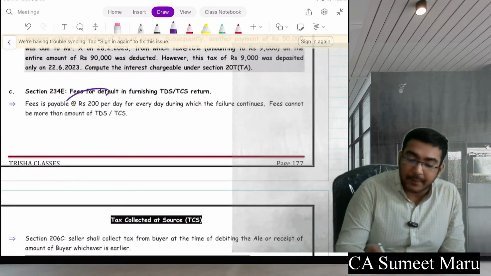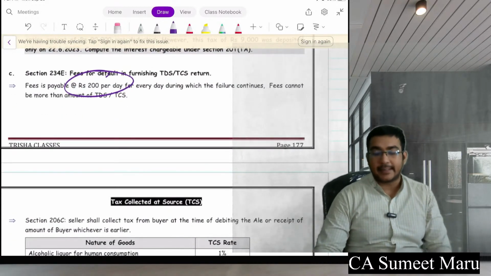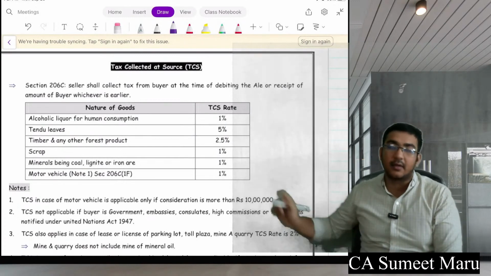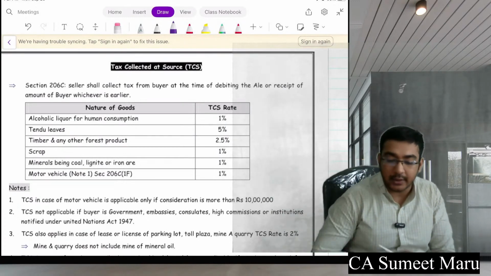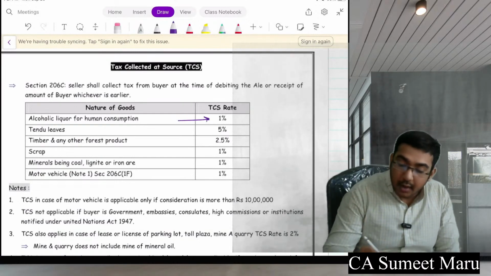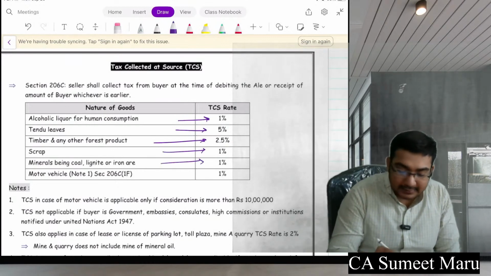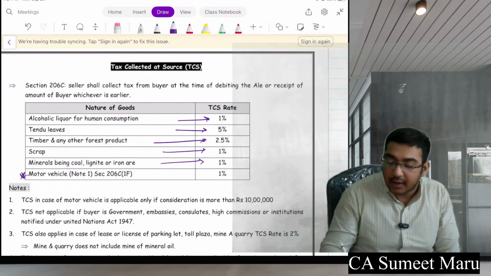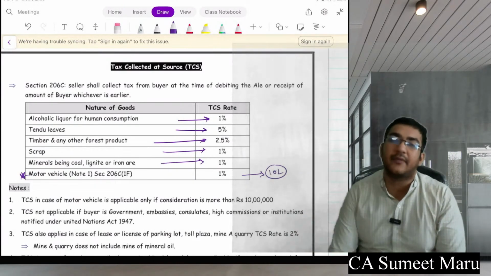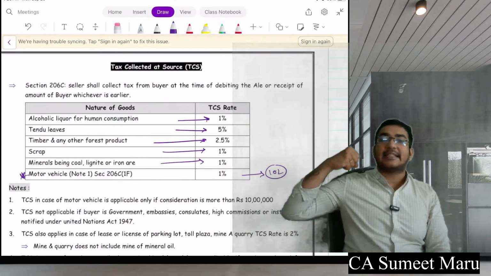The return has to be filed within the due date, or every day you will get a 200 rupees per day penalty. Last is your TCS. TCS has to be done in these sections, for these payments only: alcohol purchase for human consumption, tendu leaves, sale of scrap, timber, mineral oil, and this is an important part, motor vehicle. If your motor vehicle is about 10 lakh, other than taxes, the person will collect extra tax from you.